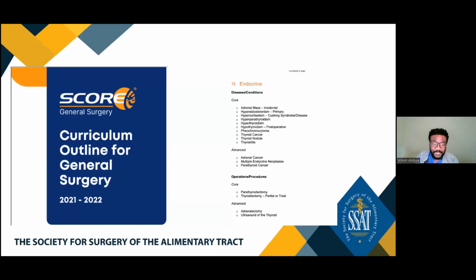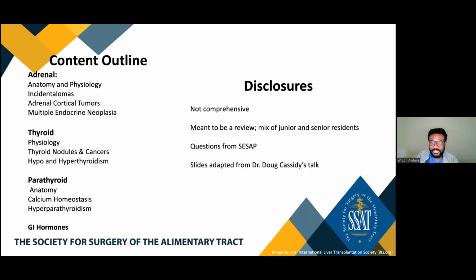So these are the topics under endocrine when you look at the curriculum outline on SCORE. We're going to try to go through a lot of these topics briefly, but also very quickly. As you know, there's a lot of information, and so this is not going to be comprehensive. It's meant to be a review, so some of this stuff will be geared towards the junior residents and others towards the senior residents. So just pick and choose what part of these will be helpful. Questions that I present here are from CSAP, and I'm just saying that for any copyright issues. And a lot of these slides I adopted from Dr. Dahl Cassidy's talk at this same meeting about 2 years ago. So let's go straight into it.